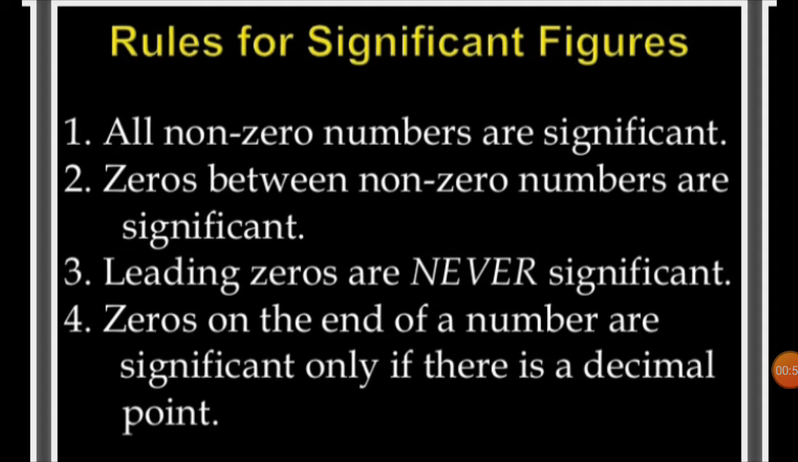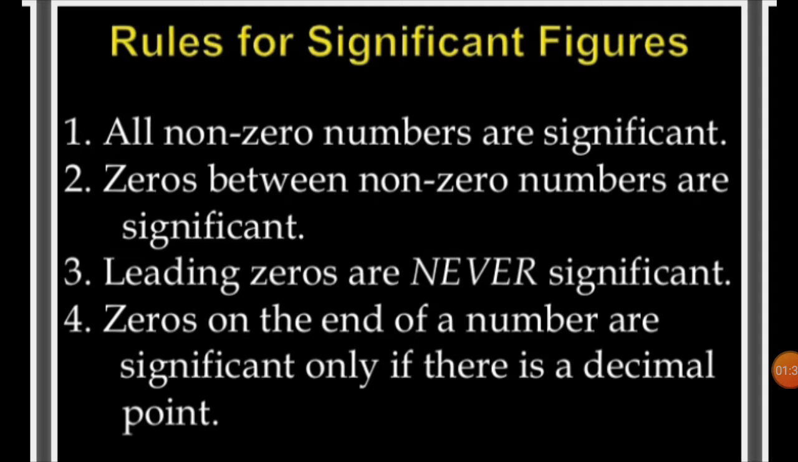If a number is 1, 0, 0, 1, the two zeros are present in between non-zero digits, so the number of significant figures will be 4. Because the second rule is zeros between non-zero numbers are significant. Rule 3: leading zeros are never significant. In other terms, the zeros which we are putting on the left side are not included in the significant figures. For example, if the number is 0.0026, then the significant figures will be only 2.